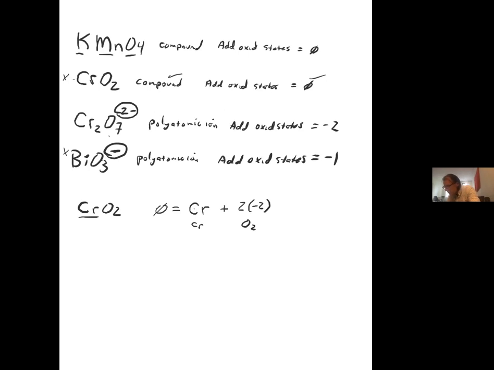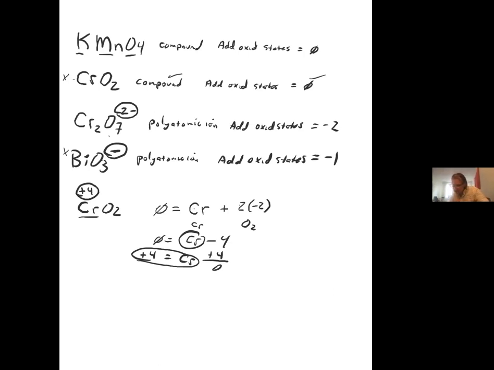0 is equal to chromium plus 2 times -2. So that means 0 is equal to chromium -4, right? 2 times -2. And then you add 4 to both sides. So remember, when you're adding 4 to both sides to get 0 on this side so that you only have chromium, right? So +4 equals chromium. So the oxidation state of chromium would be +4, if that were the question, okay?